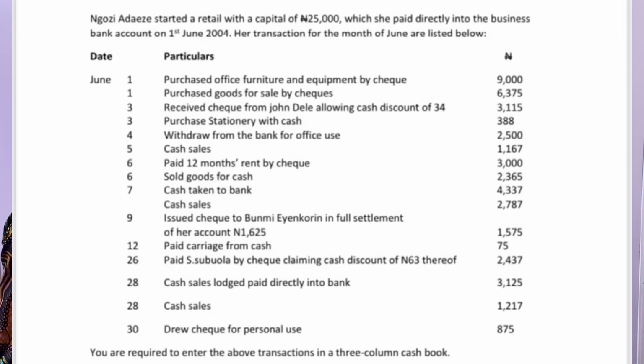Then we are asked, you are required to enter the above transactions in a three-column cash book. So that's exactly what we are asked to prepare, a three-column cash book. So having gotten a glimpse of that question on the screen, let's solve the question together.